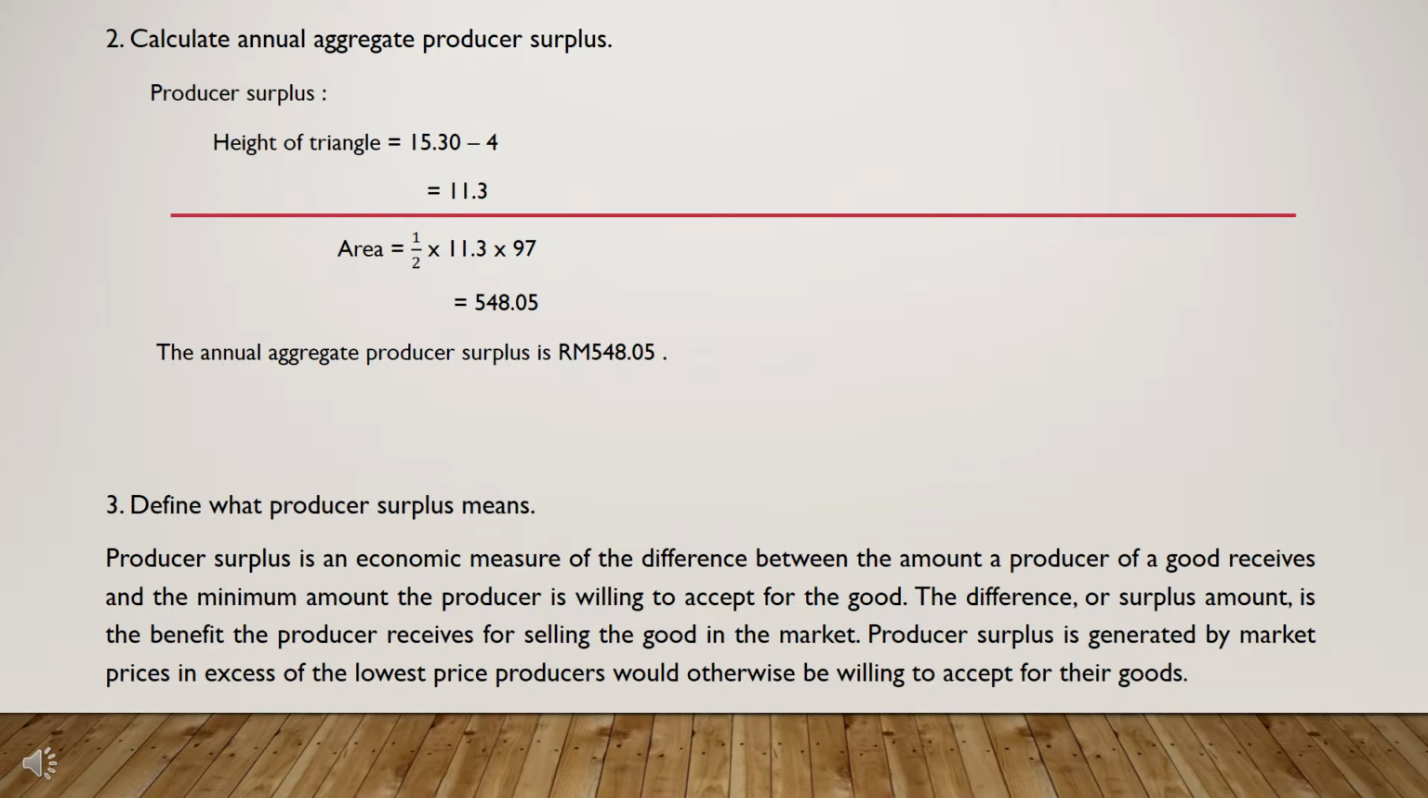Producer surplus is an economic measure of the difference between the amount a producer of a good receives and the minimum amount the producer is willing to accept for the good. The difference or surplus amount is the benefit the producer receives for selling the good in the market. Producer surplus is generated by market prices in excess of the lowest price producers would otherwise be willing to accept for their goods. That's all from me.